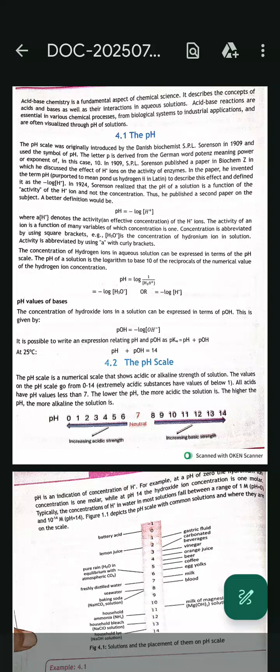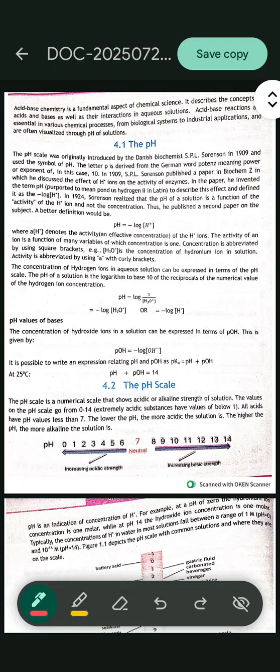The pH scale was originally introduced by the Danish biochemist S.P.L. Sorensen in 1909, and he used the symbol pH. So basically he was a Danish biochemist, his name was S.P.L. Sorensen, and in 1909 he used the symbol pH. The letter p is derived from the German word potenz, which means power or exponent in this case.